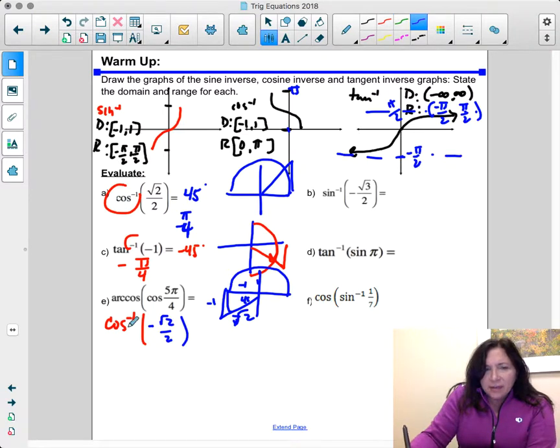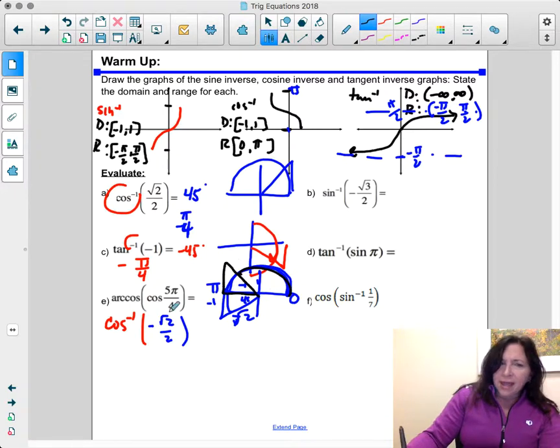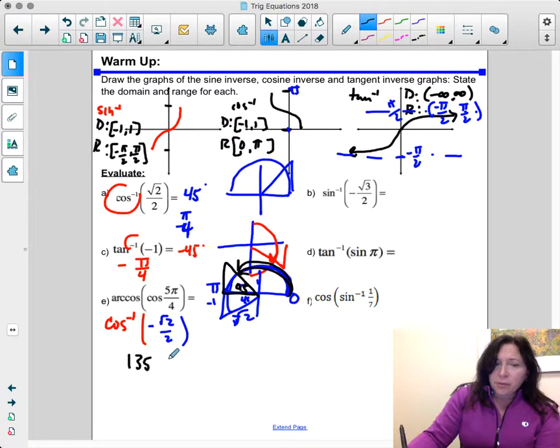Now this is asking me, where am I? However, I can only be from 0 to 2 pi. That's my restricted area. So where am I where cosine is negative? It's going to have to be in the second quadrant. And where I'm at is here, where there's a 45-degree reference. So from here to here is going to be 135 degrees, or you could say 3 pi over 4.